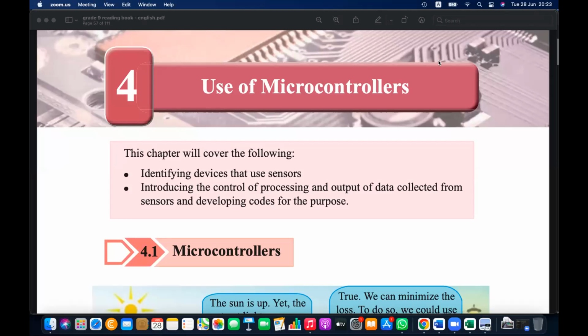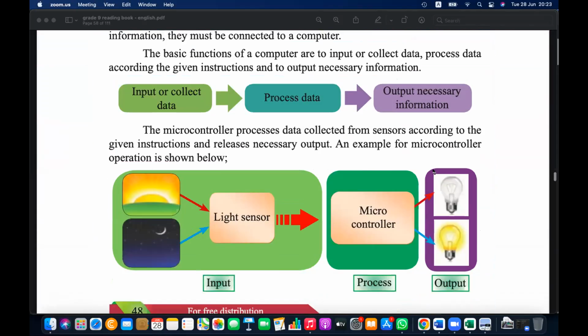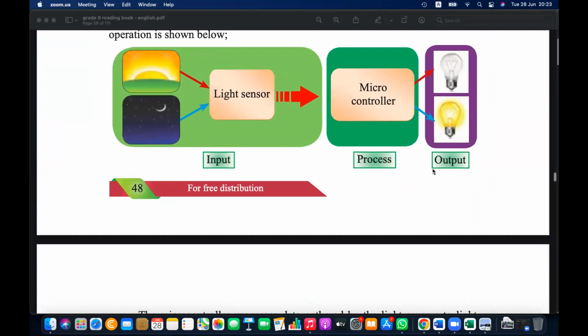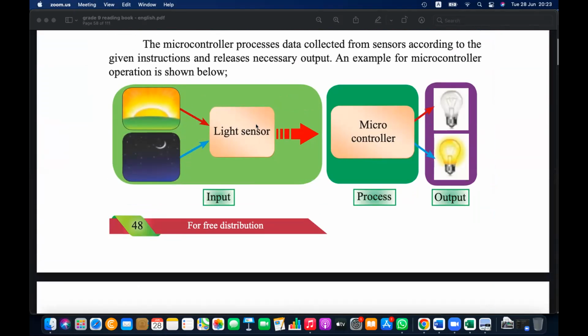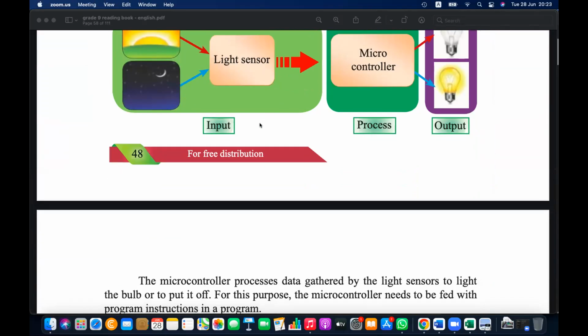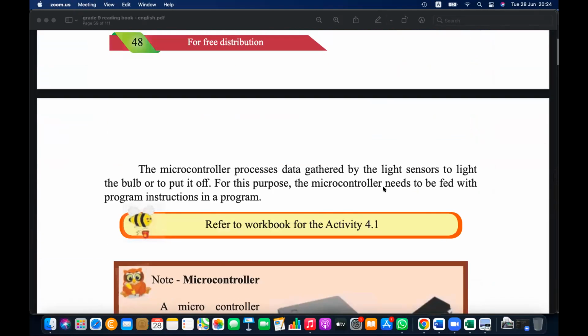Last week we discussed the use of microcontrollers. In this lesson we learned what these microcontrollers are and in which conditions they are used. That was the first thing we learned. Then we learned about sensor-based systems and how microcontrollers take inputs using sensors, and how the output is given.